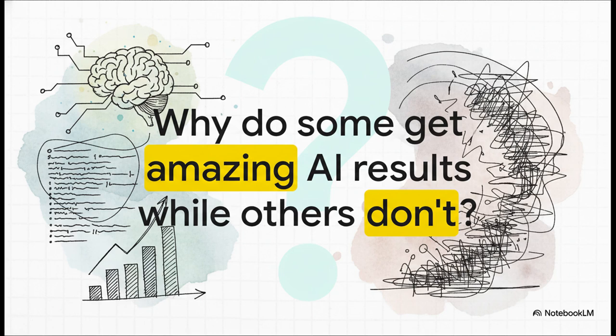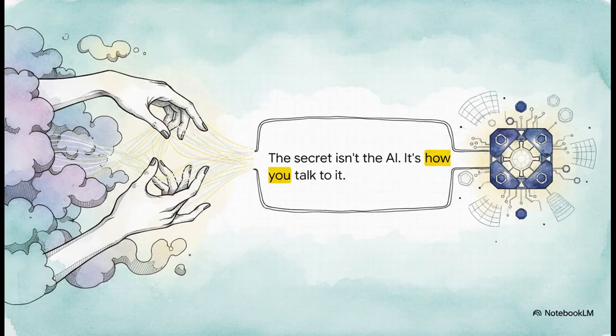I mean, you see someone on social media get this perfect piece of code or a brilliant marketing plan from an AI, but then you try the exact same thing and your results are just kind of meh. So what's their secret sauce? Well, here it is. The secret isn't about having access to some super secret better AI. It all comes down to a skill called prompt engineering. This is the art of crafting the perfect instructions to guide the AI to give you exactly what you want.